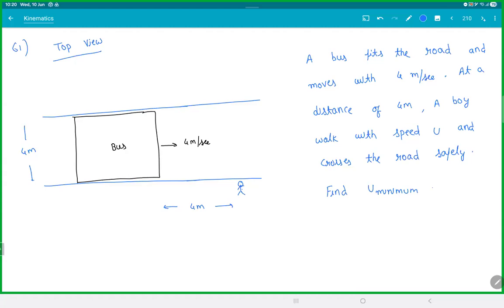What should be the minimum speed so that he crosses the road safely? I'll tell you one small thing. Did I say he's going in a straight line? Bus, now think.